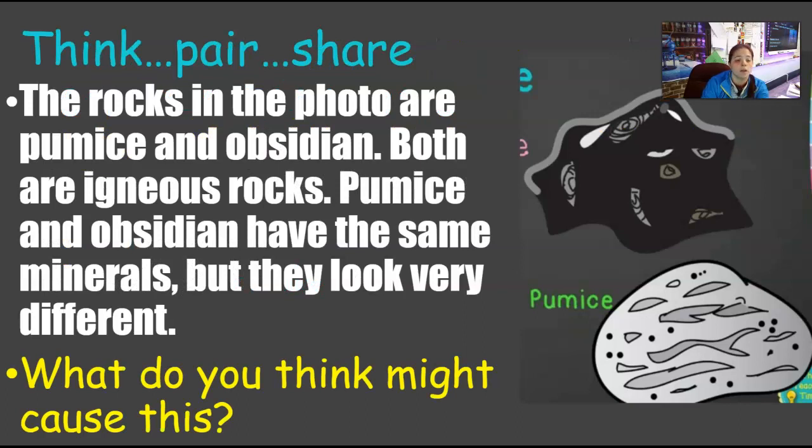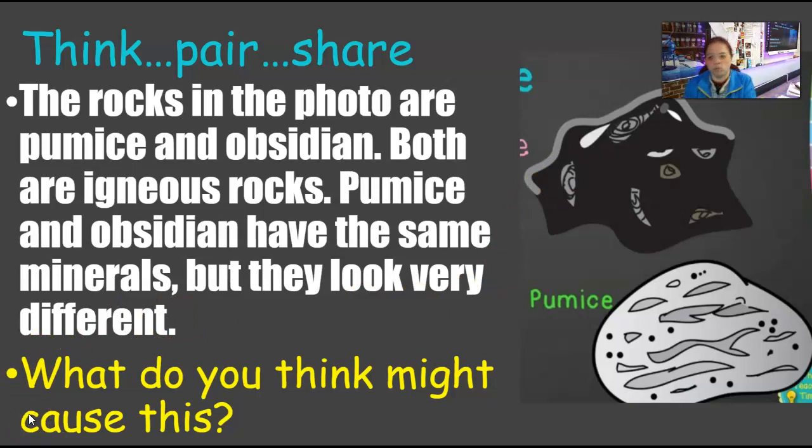All right. So this is what I was going to have you guys do in class. That's think, pair, share. That means you're going to talk to the person next to you after I read the prompt. You're going to talk, and then we're going to explain to the whole class, all right? So the rocks in the photo are pumice, right down here, and obsidian up here. Both are igneous rocks. Pumice and obsidian have the same minerals, but they look very different. Why do you think, or what do you think might cause this?